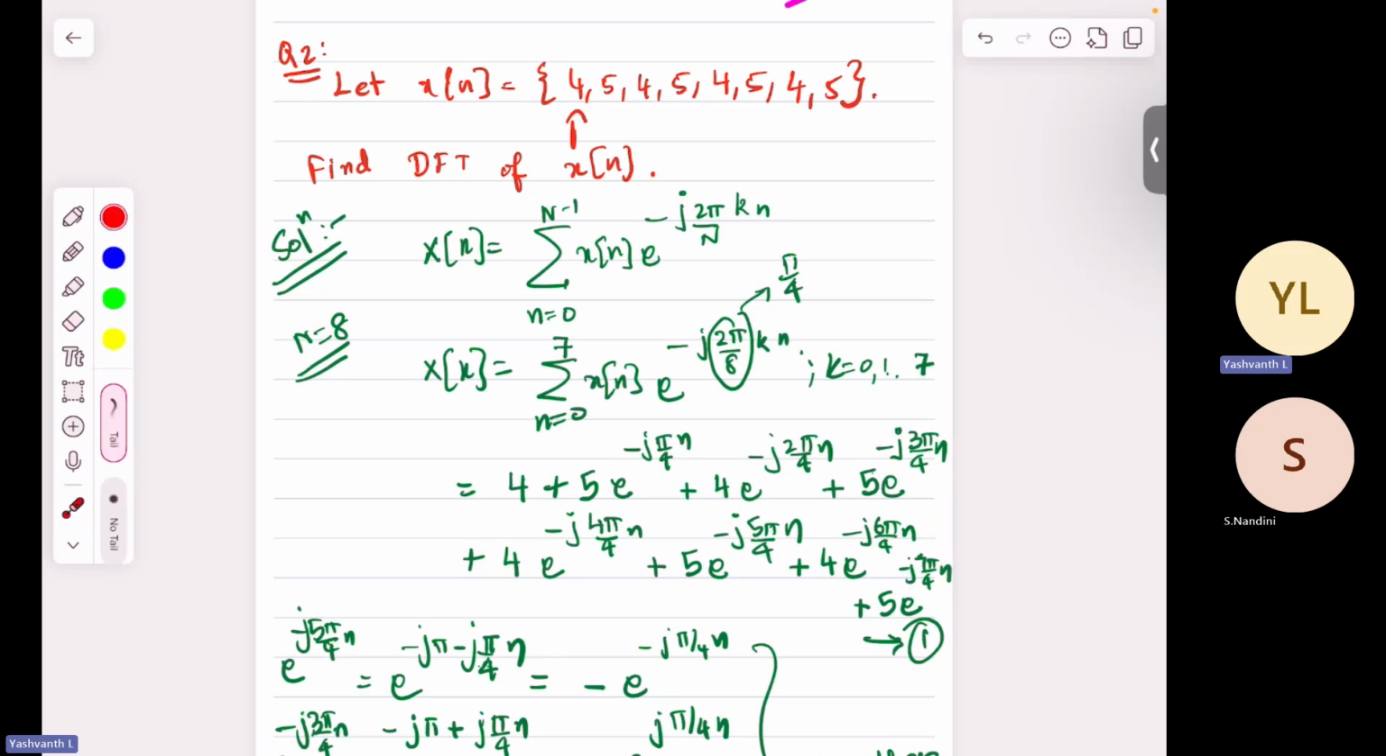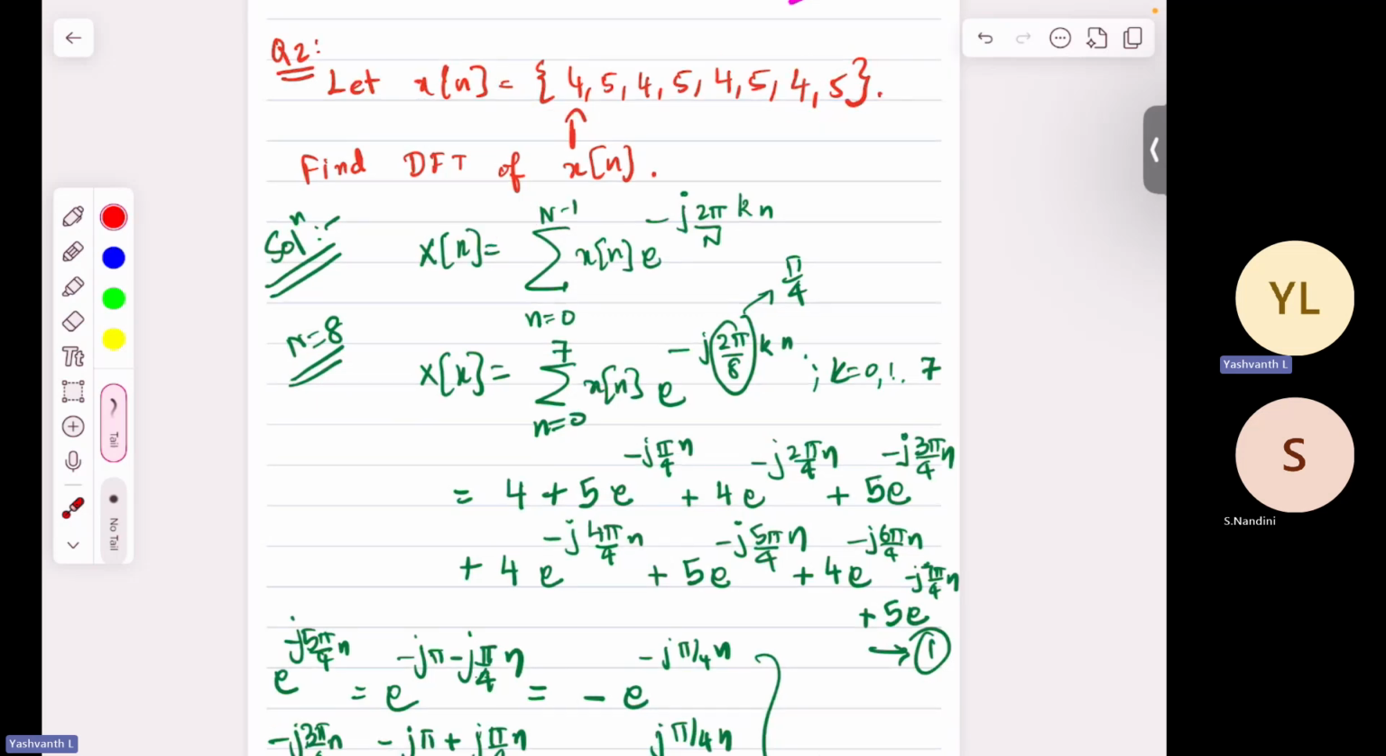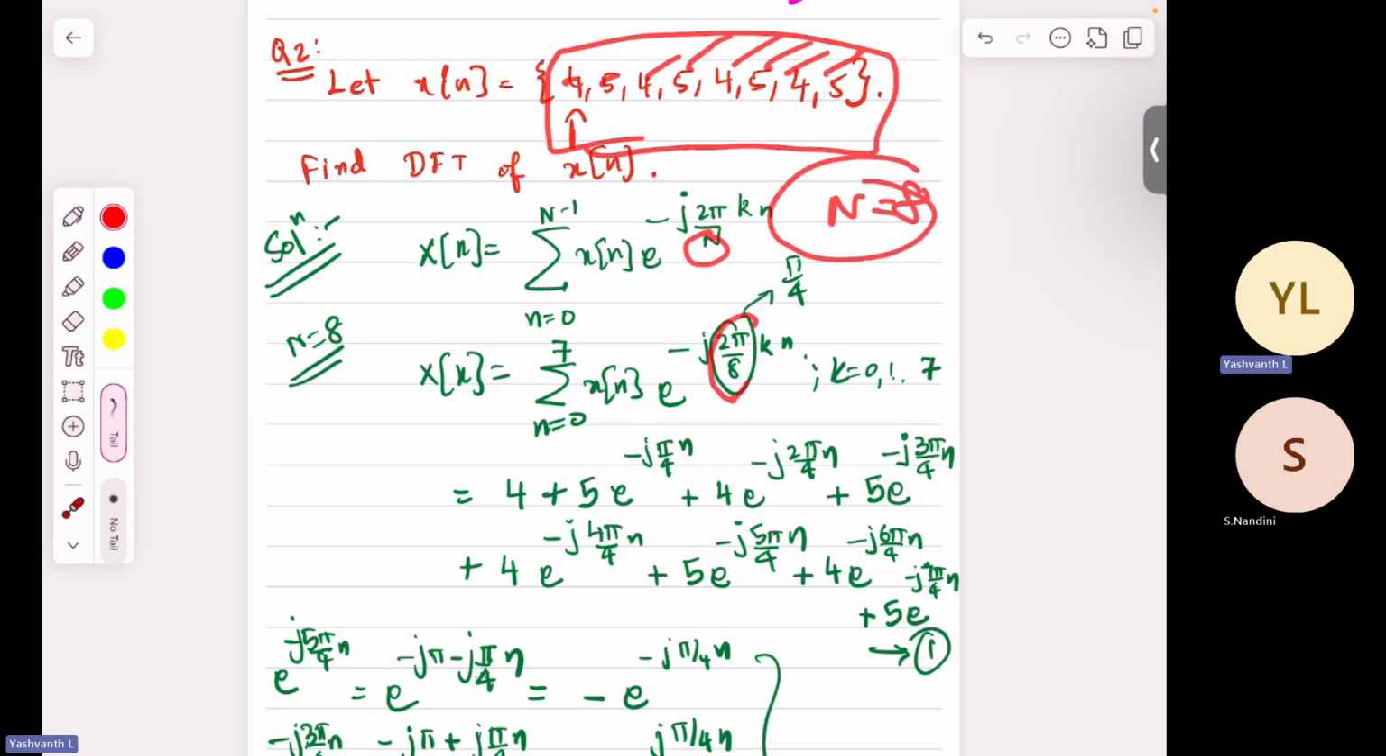Okay. So the question is to find the DFT of this x of n. What you can do is use the definition of the DFT: X of k equals summation n equal to 0 to capital N minus 1, x of n into e power minus j 2 pi by capital N into kn. Here, what is N? 1, 2, 3, 4, 5, 6, 7, 8. So it is an 8-length sequence, therefore N equals 8. Therefore, you get 2 pi by 8, which is nothing but pi by 4.